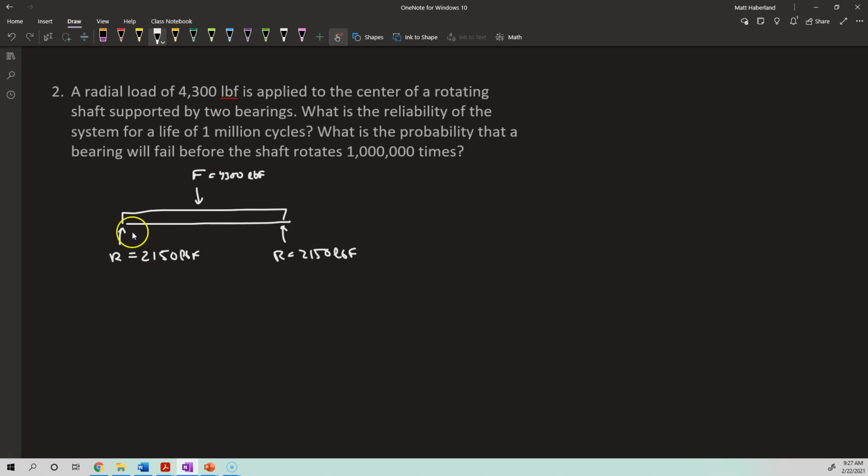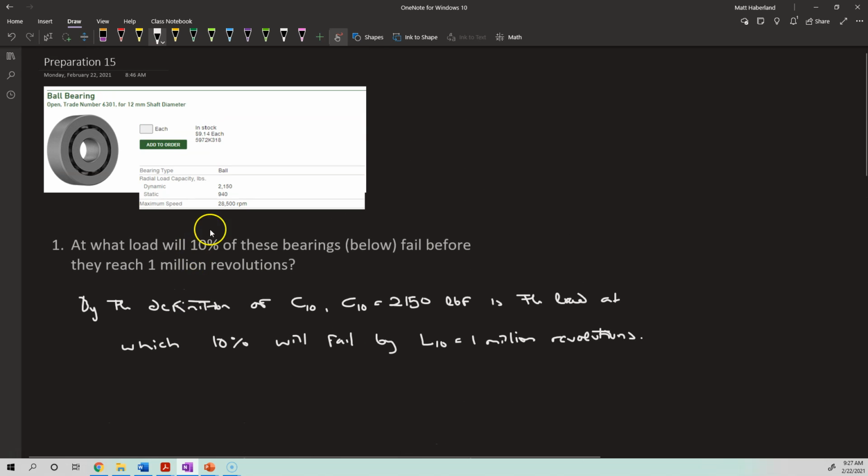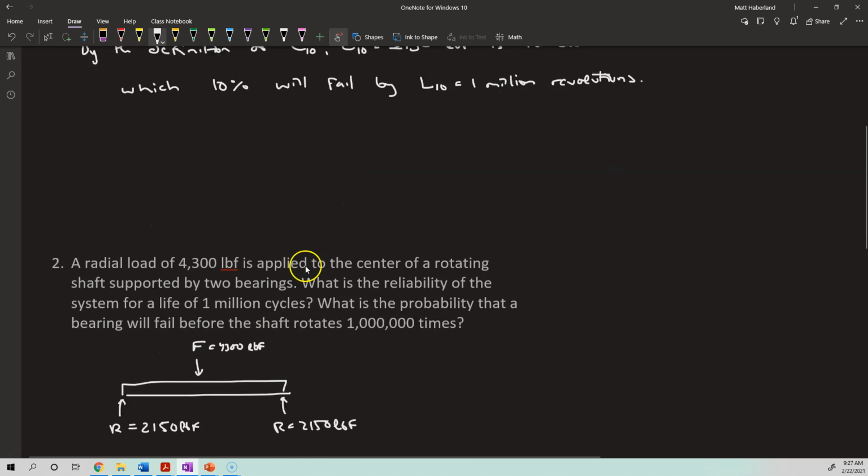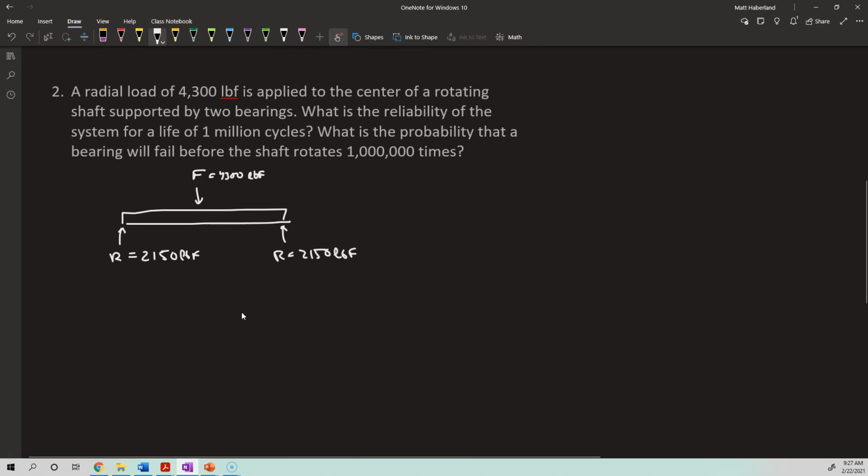So in this case, we found that the force on each bearing is 2,150 pounds. And you might say, oh, look, that is the dynamic load rating. And the dynamic load rating is the load at which 10% of the bearings will fail before they reach 1 million revolutions. So you might think, oh, then the reliability is equal to 90%. There's a 90% chance that a bearing under that load will survive a million revolutions. You might think that the probability that a bearing will fail before the shaft rotates a million times would just be 10%. There's a 10% chance of failure.